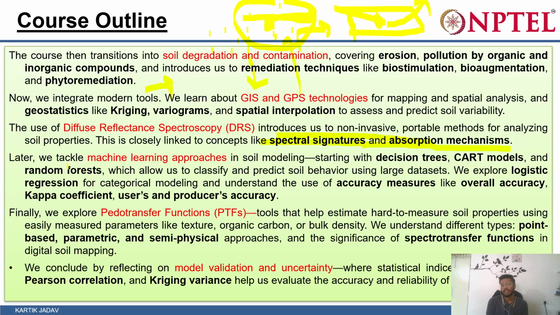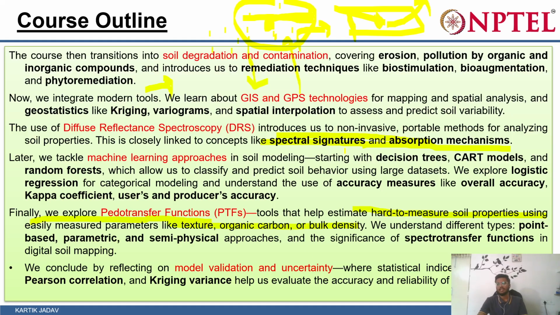We explore the logistic regression or categorical model, and that helps us to understand the various accuracy measures like overall accuracy, kappa coefficient, user and producer accuracy. After that, finally, we have explored transfer functions, which specifically deal with estimating hard-to-measure soil properties using easily measured parameters like texture, organic carbon, and bulk density.